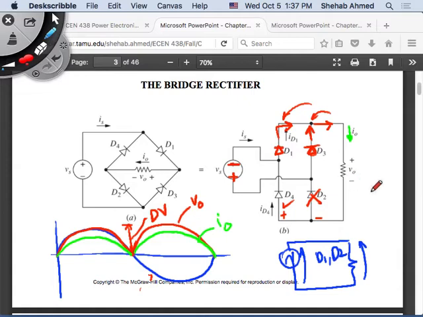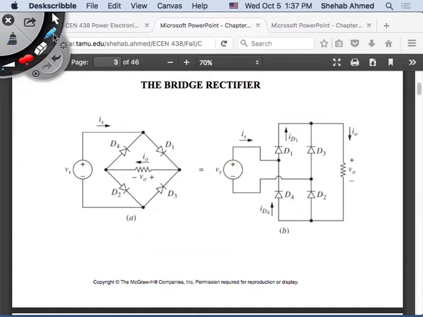Okay, here. What else do we need to discuss? Here we need to discuss the rating, the voltage rating of these diodes, right? When this diode is off, what voltage do you see across it? So if this is off, it means this is on, right? And then this means this is also off, and it means this is on.